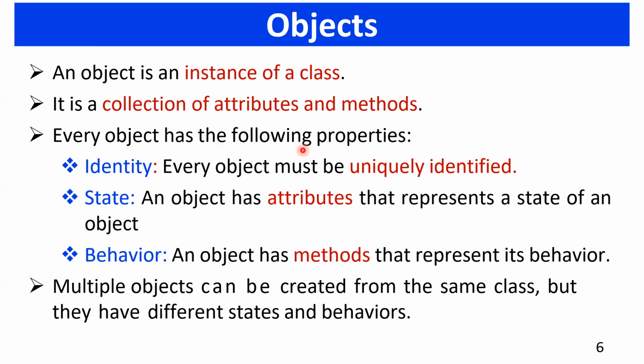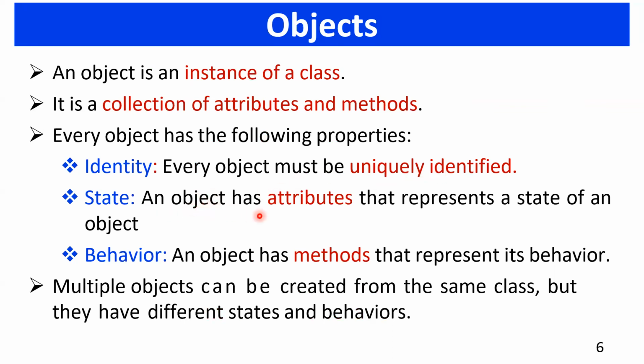Every object has the following properties: identity, state, and behavior. Identity means the name of the object, by which you can uniquely identify the object. Every object must be uniquely identified.